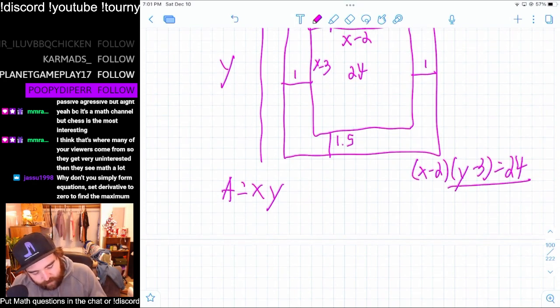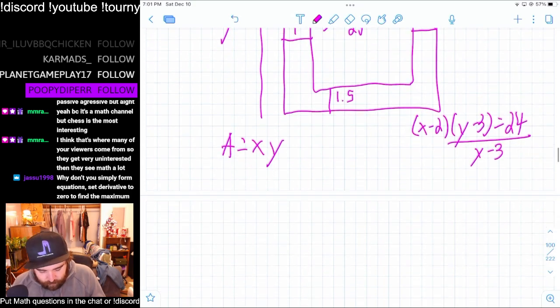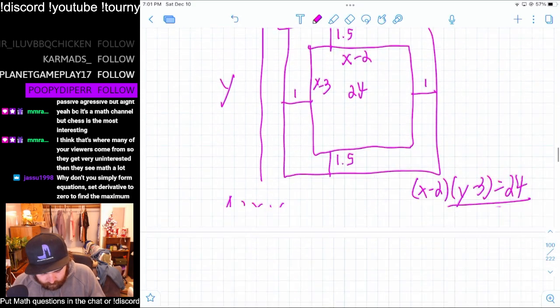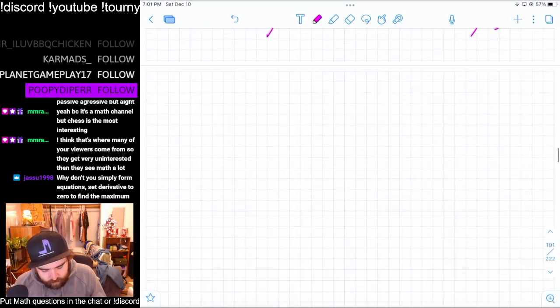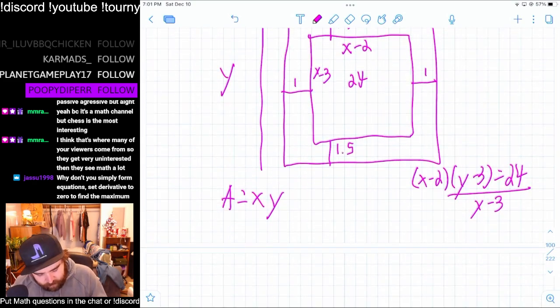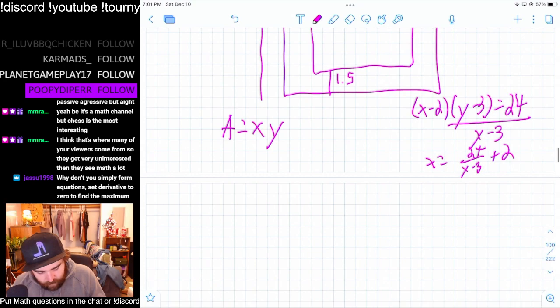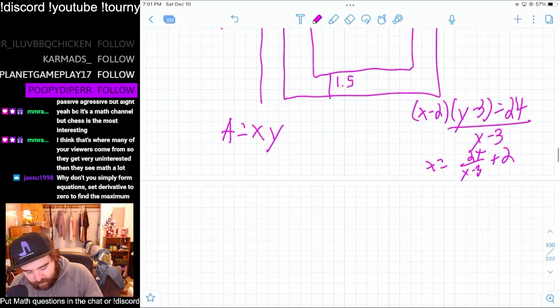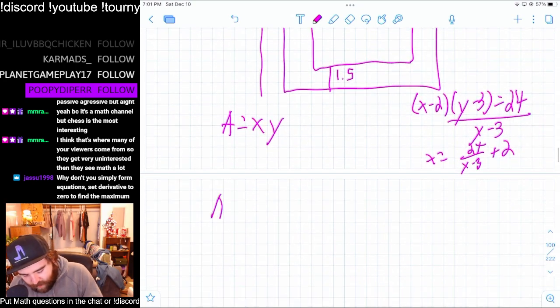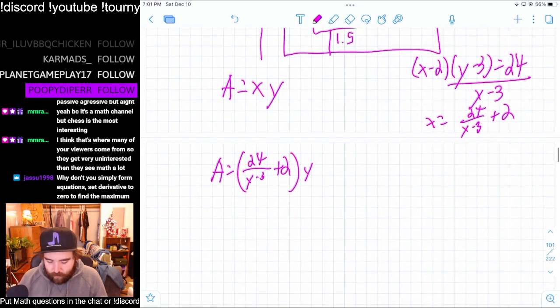And honestly, the best way to do this is divide everything by y minus 3. Because y can already not be 3. So you divide everything by y minus 3 and then add 2. So x is 24 over y minus 3 plus 2. And so I'll just go for that. That's what x is. So when we do this substitution here, it's going to be A equals 24 over y minus 3 plus 2 times y.